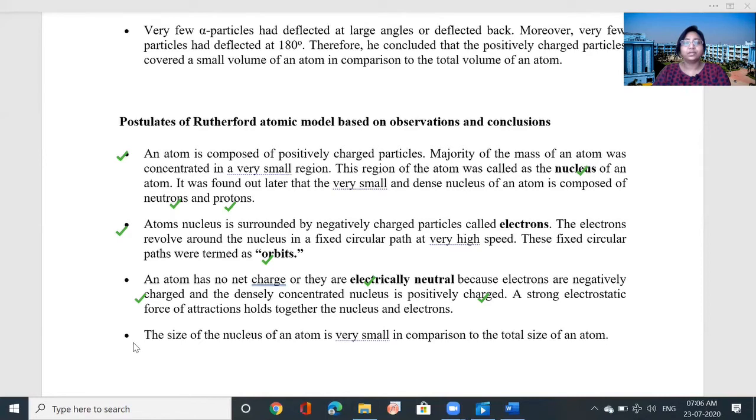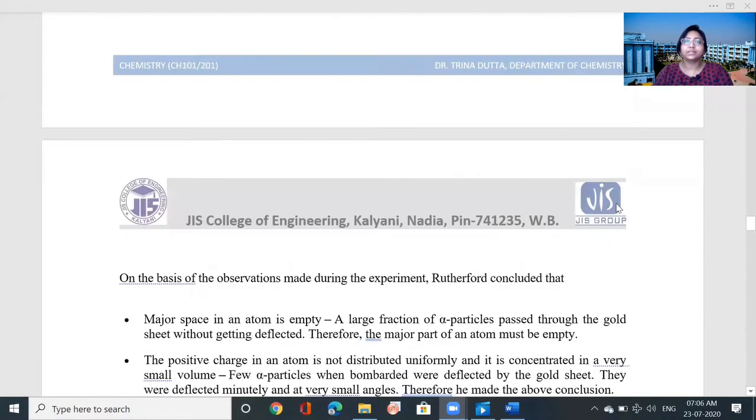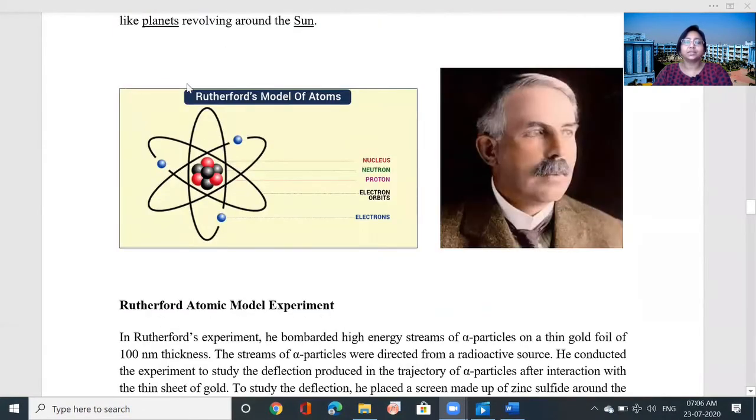Number four, the size of the nucleus in an atom is very small in comparison to the total size of an atom. How did we understand this? Because very small deflections were there. From this, he drew the conclusion. So here you can see again the structure, the Rutherford model of the atom. Here is the nucleus and these are the electrons.